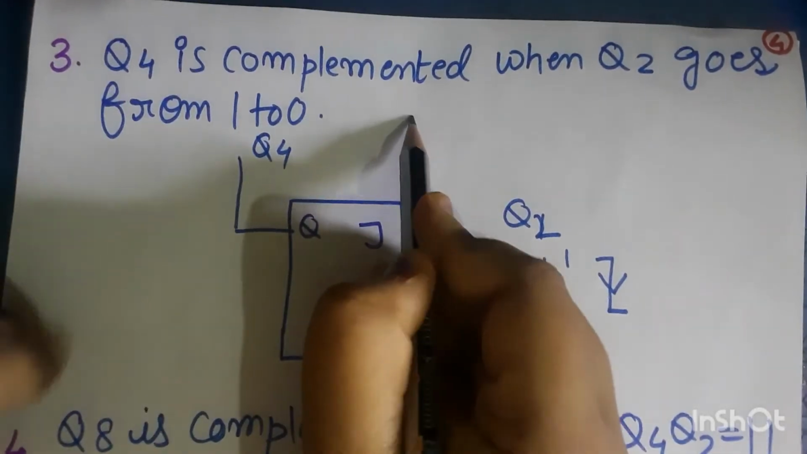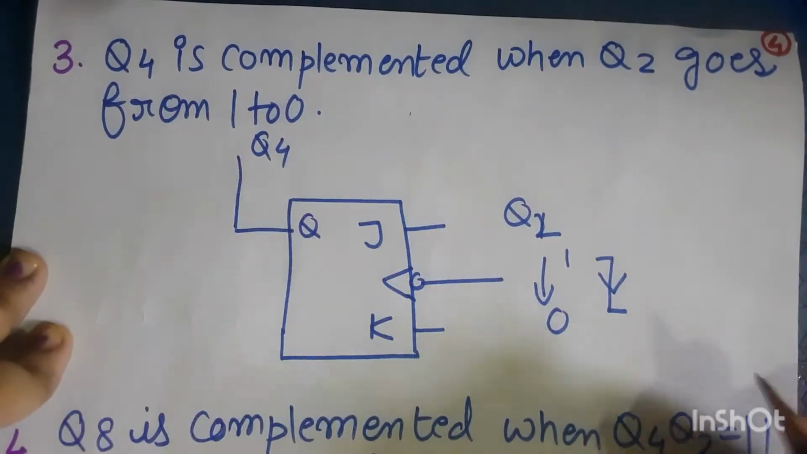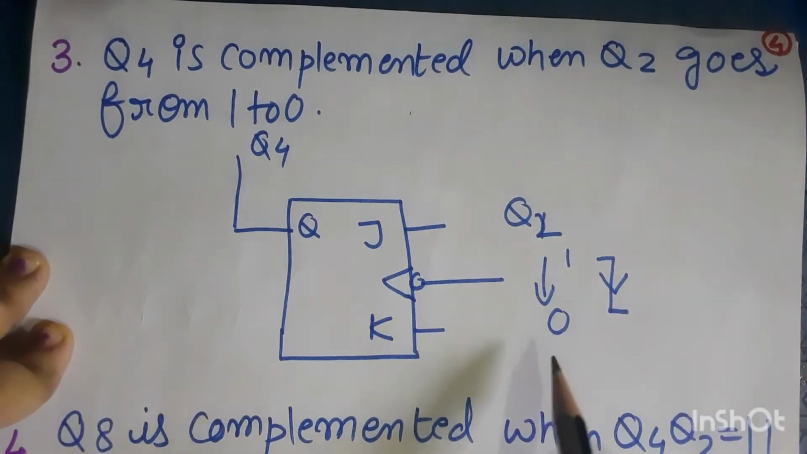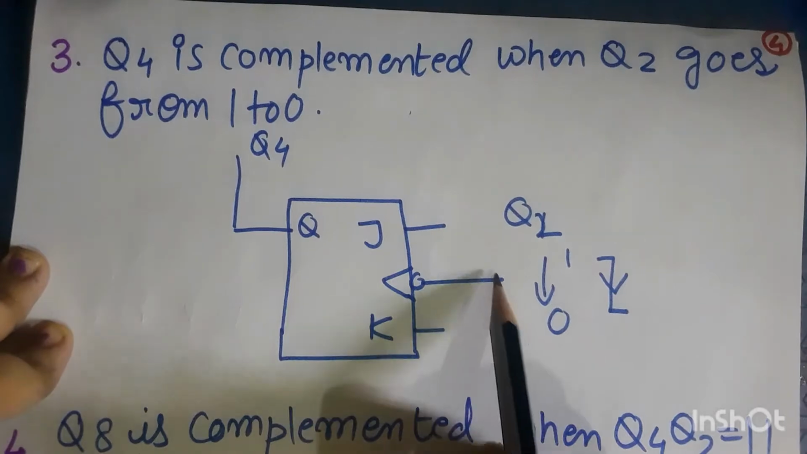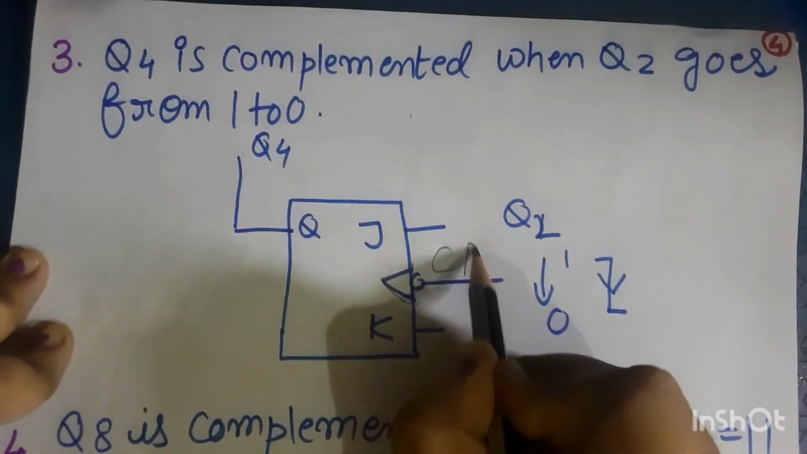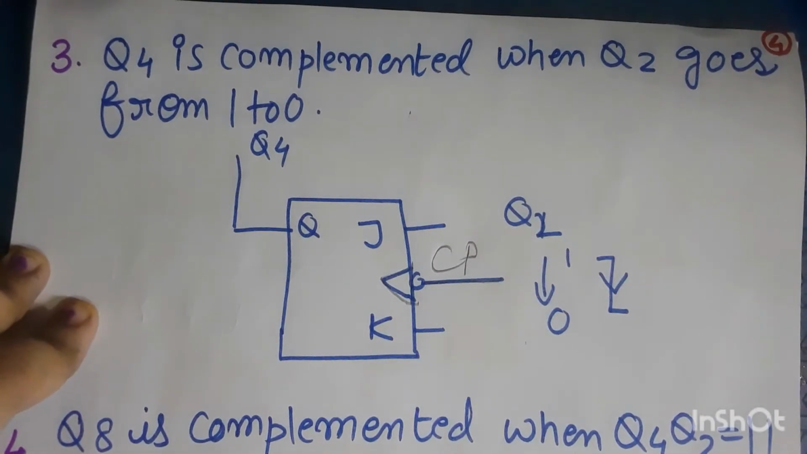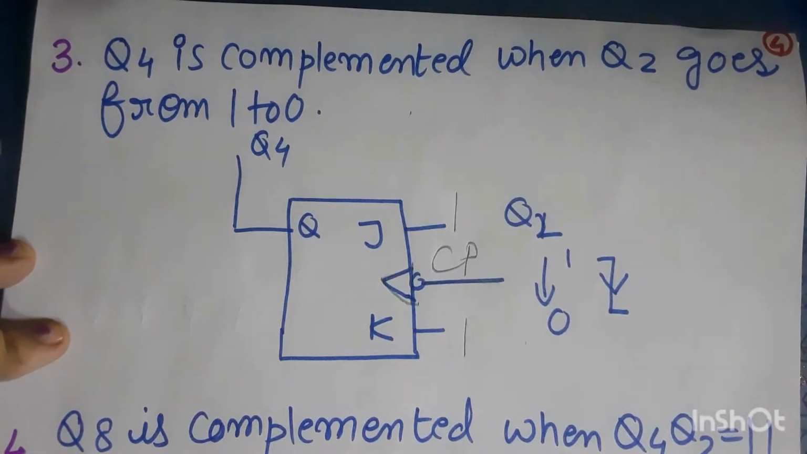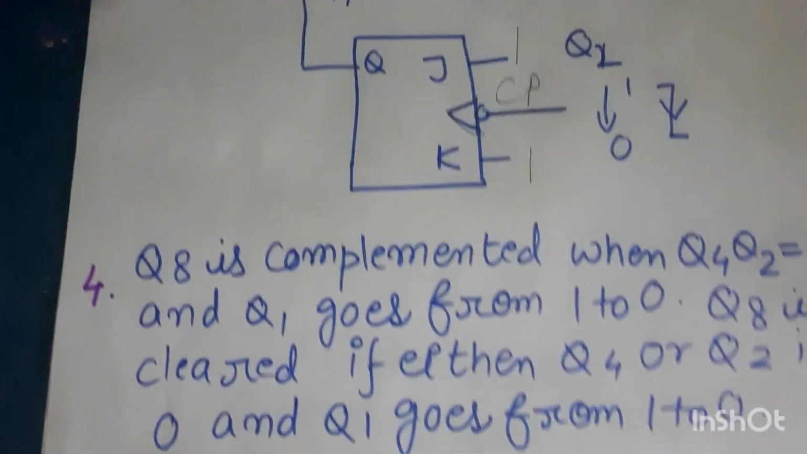Q4 is complemented when Q2 goes from 1 to 0. So the Q2 transition from 1 to 0 is connected to the CP input of the JK flip-flop, and both the inputs J and K are 1, 1. So when Q2 goes from 1 to 0, Q4 is complemented. This condition is quite easy.